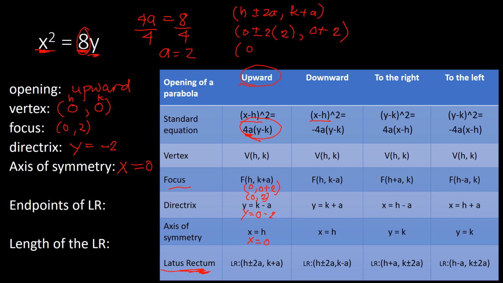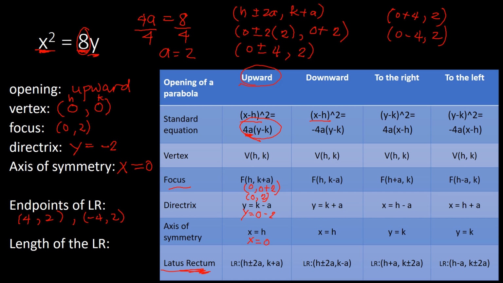Simplifying that, this is now 0 plus or minus 2 times 2, that's 4, comma, and then 0 plus 2, that's 2. So out from here, we can come up with 2 points. First, we have 0 plus 4, and then comma 2. The other one is 0 minus 4, and then comma 2. Simplifying that, on our endpoints of the latus rectum, we have 0 plus 4, that's 4, and then comma 2. And the other one, which is 0 minus 4, that's negative 4, and then comma 2.